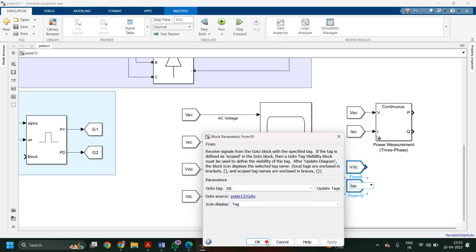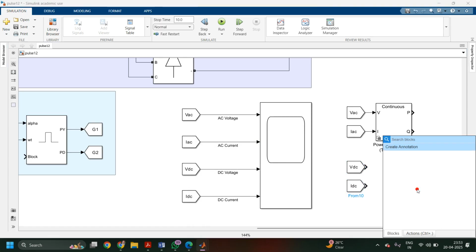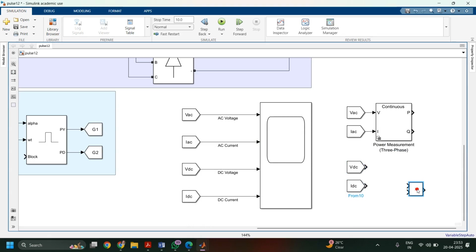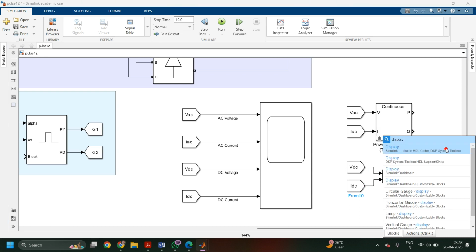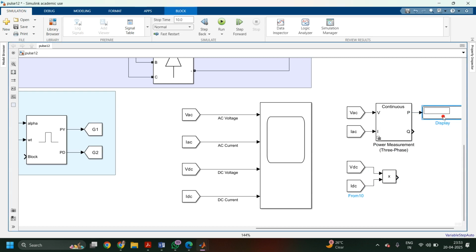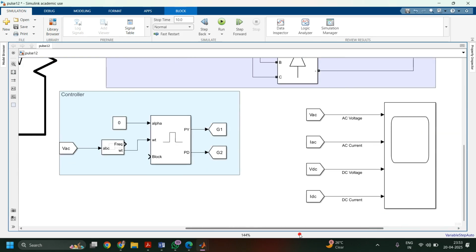Okay. In DC, we have to take only the product of the power, so the product of voltage and current. So take the block of product. Now take a display. Connect the first display here, second display here, and third display to measure the DC power. Okay, so now everything is connected.